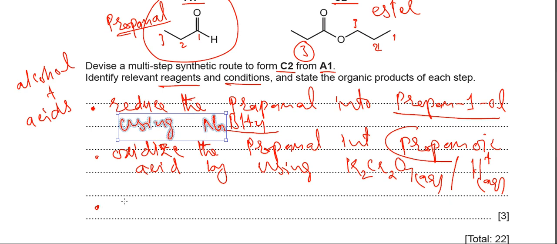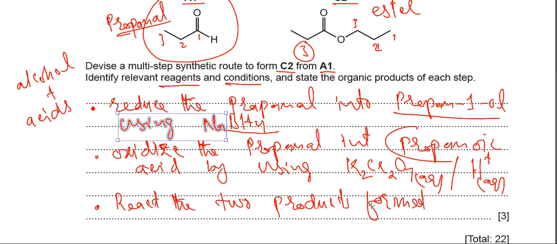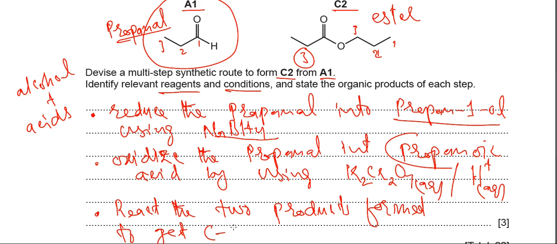Finally, for the third step, react the two products formed with each other to get C2, by using concentrated H2SO4 and heat.